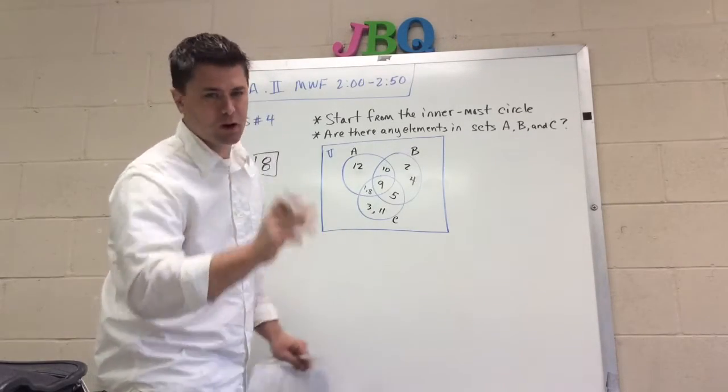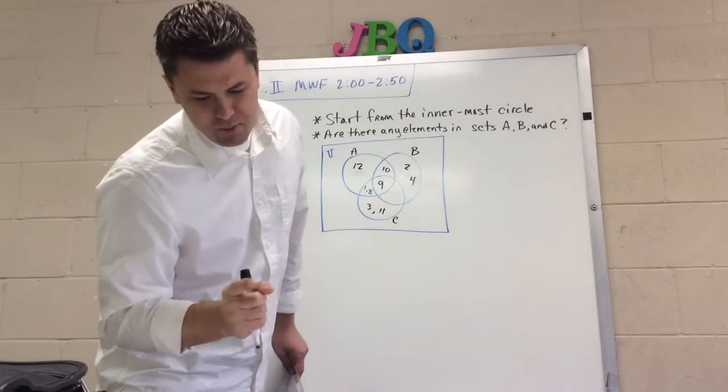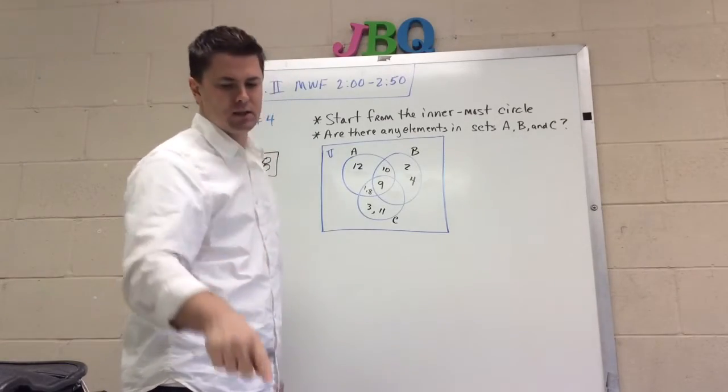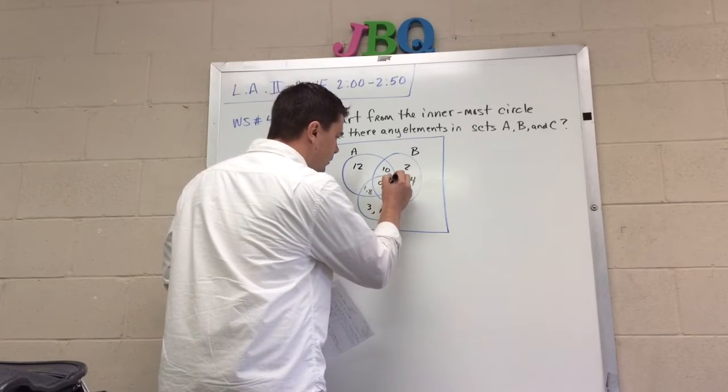I'm sorry, let me make one correction. See, I told you I'd mess up. I knew I would. Let me make one correction here. The number 5 actually is in all 3 sets. As I just double checked my work and looked, I saw the number 5. So the number 5 actually should go right in here.